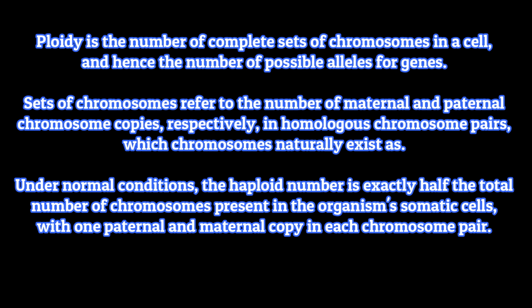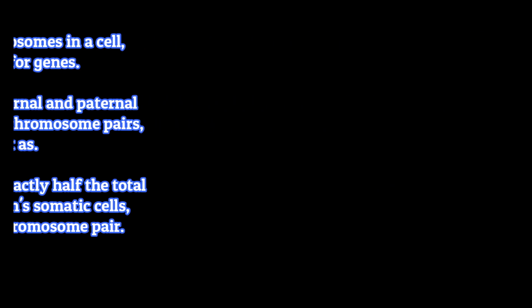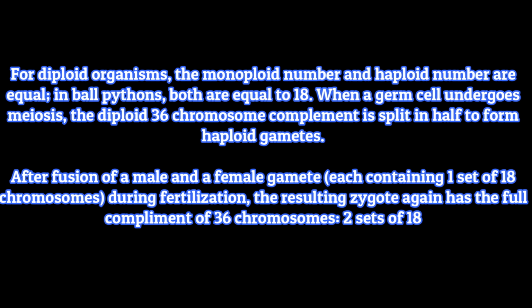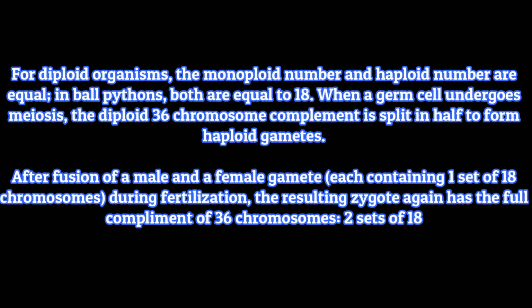Under normal conditions, the haploid number, which is one set of chromosomes produced by a process known as meiosis, which is the process that makes eggs and sperm, is 18 chromosomes in a haploid cell, which is 18 chromosomes in an egg or 18 chromosomes in sperm. For diploid organisms, one set of chromosomes is what we get in the monoploid cell, and that's the same number of chromosomes as we get in a haploid cell.